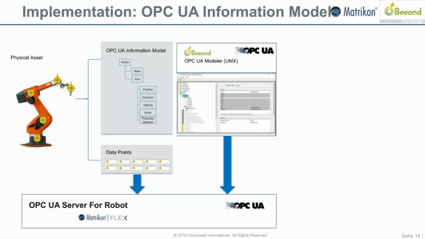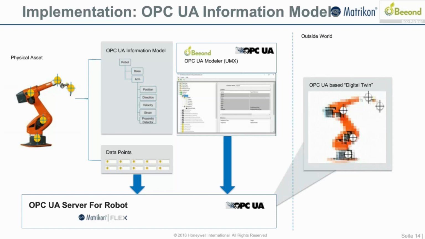What this means, so if this is your product and you have this built in and you're using the modeler and you're using the OPC UA server, what that means is that to the outside world, you've now created basically the ability to interact with your physical asset via this digital twin, a UA-based digital twin, right?